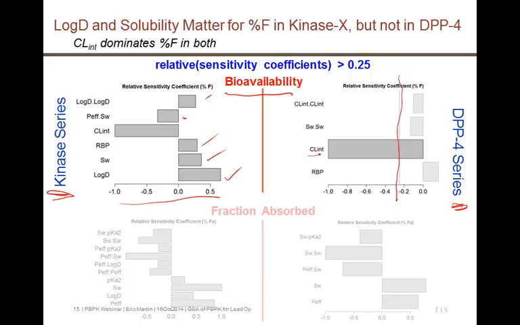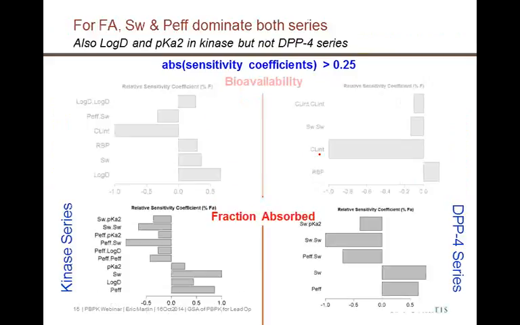If instead of looking at the bioavailability, you just look at the fraction absorbed, now the intrinsic clearance is taken out of the picture, and you still see some differences. Some new properties show up. The intestinal permeability shows up in the kinase series, and also a little bit of influence from the lower pKa. Whereas in the DPP4 series, solubility and intestinal permeability are important, but the log D doesn't show up at all, and the pKa only shows up as a modification of the solubility.